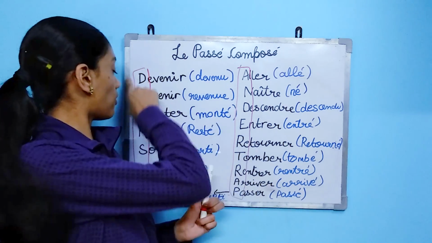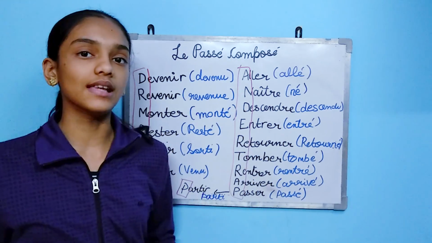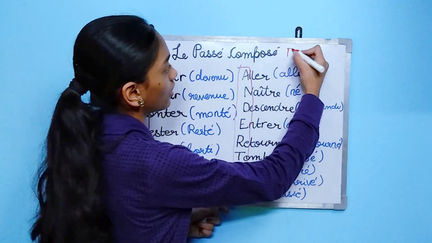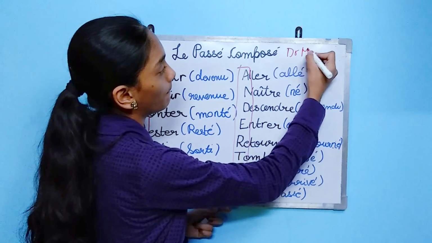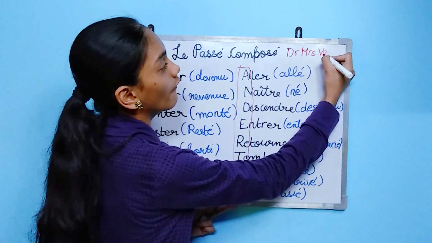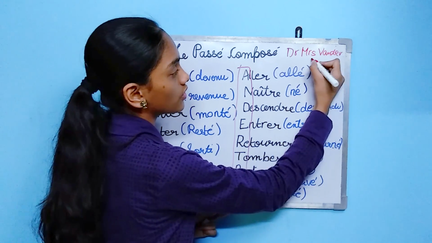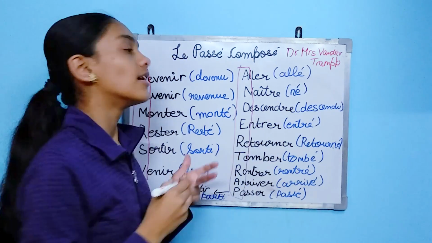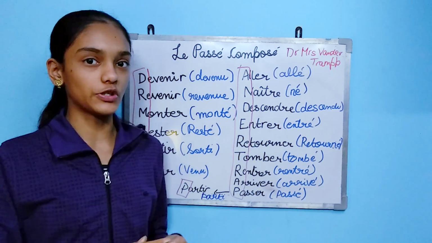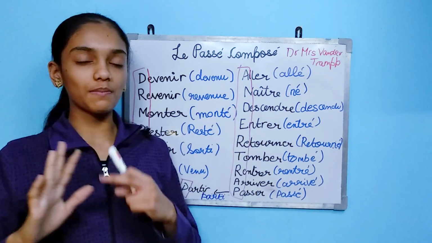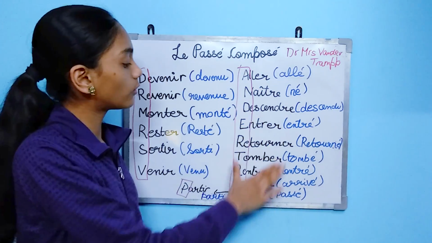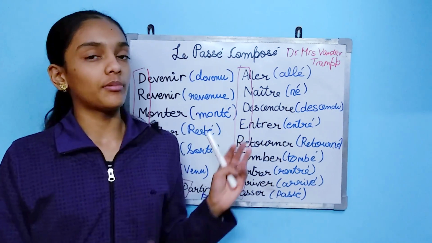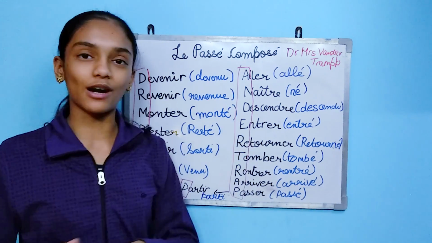Now if you combine all the initials of these letters, you get the phrase Dr. Mrs. Vandertramp. And this is the simple trick you need to know. Just remember Dr. Mrs. Vandertramp and just take a look at all these words. You'll remember all of them and you'll not miss out any.